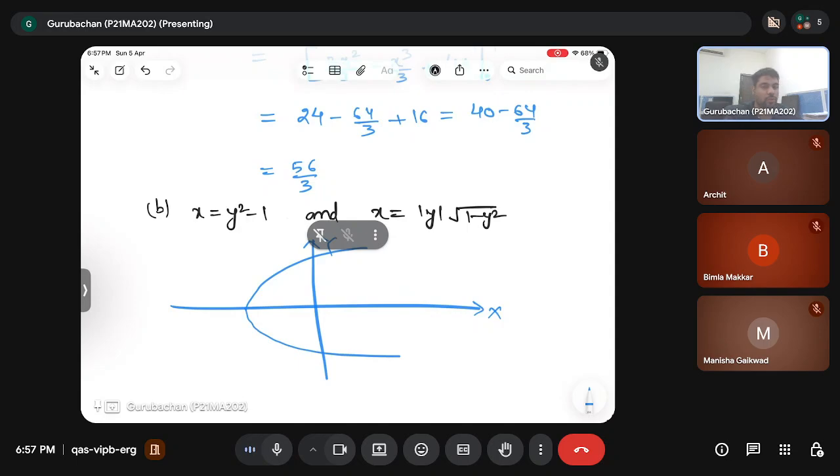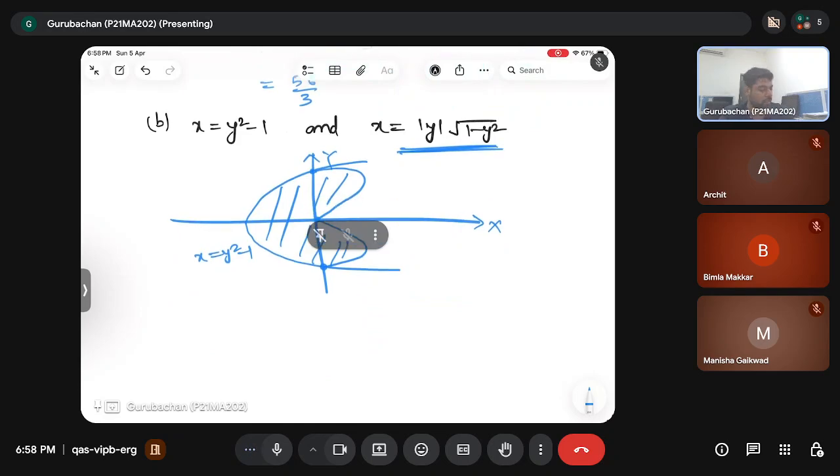So this is x equal to y square minus 1, and when you talk about the other graph, it will be like this and like this. You can observe that it is symmetric about the x-axis. When you replace y by minus y, you can see that the same graph will come. So this is your shaded area. You have to calculate this one. So quickly calculate it and tell me the answer. And obviously I'm talking about area, so it should be positive.